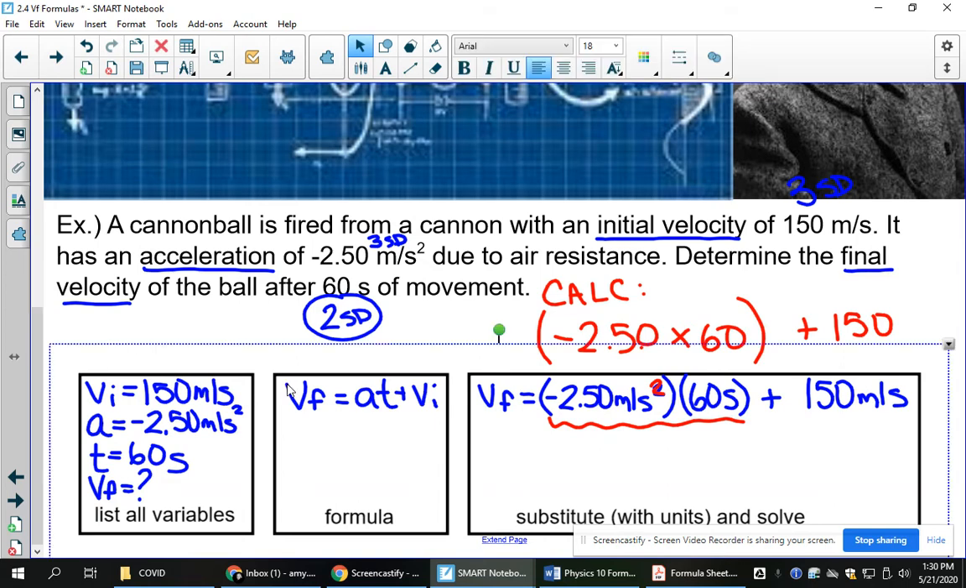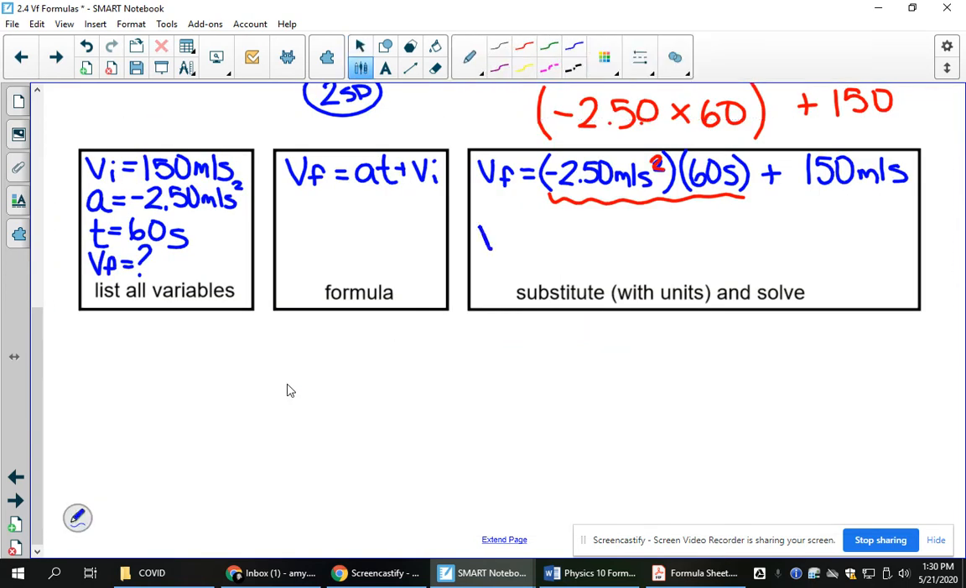Don't be afraid of the answer that you get. I got a 0 on my calculator screen. What does that mean for this cannonball if final velocity is 0? The final speed of the cannonball is 0. After 60 seconds, what is the cannonball doing? It has stopped moving. That's perfectly acceptable. Getting a 0 doesn't mean you did something wrong. It tells you what the cannonball is doing at the end of 60 seconds.